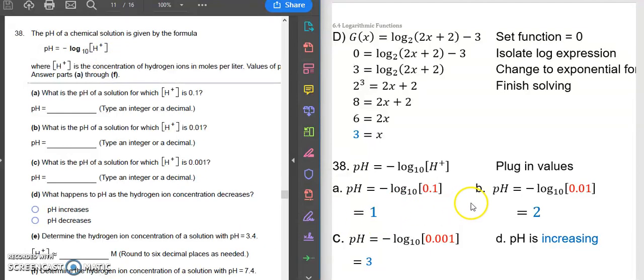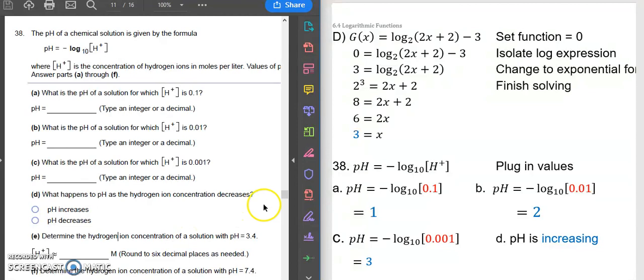For part B, it's a very similar situation. This time they give us 0.01 to plug in and evaluate, and then they give us 0.001 to plug in and we evaluate it, and these are the values that we get for parts A, B, and C. Part D is saying what is happening to pH as the hydrogen ion concentration is decreasing, and we see as the numbers that we're plugging in for our hydrogen ion, which is positively charged, decrease, those values are decreasing. However, the outputs, the pH values, are increasing. So for part D, we'll choose the first answer choice, which says the pH is increasing.